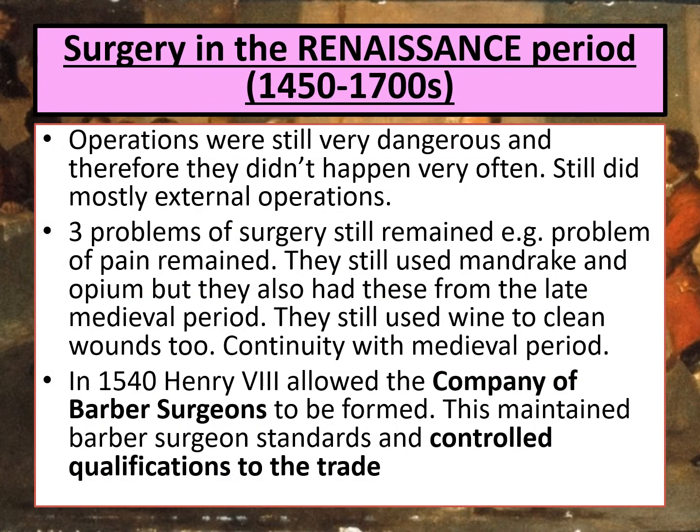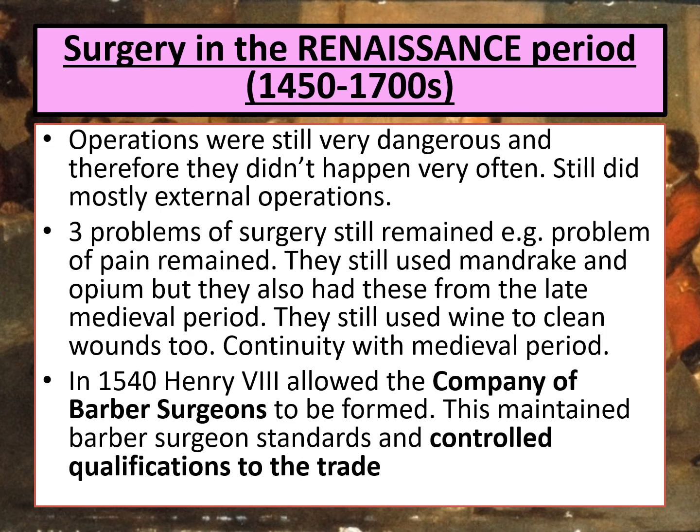We're now going to be thinking about surgery during the Renaissance or early modern time period. Now, this is a really broad period starting around the 1450s and lasting to the end of the 1700s. Now, especially at the beginning of this period, there hadn't really been very much progress that had been made. Obviously, there had been some new things that had been created in the medieval period, like new painkillers and using things like wine as a mild antiseptic, but generally there were still the three problems that remained, and operations were still very dangerous and therefore didn't happen very often, still mostly happened during wartime.